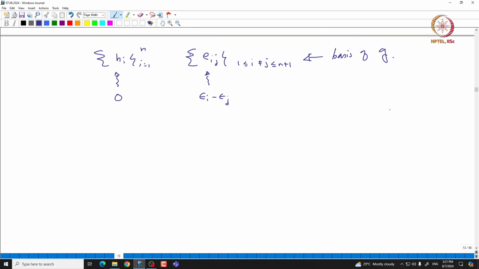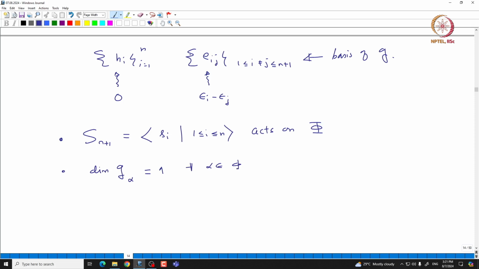Okay. So, let us make one simple observation. This is something we made already. S n plus 1, which is the group generated by this Si, that is how we are identifying, is naturally acting on this set of roots phi. Okay. So, this is very important. And the second thing, the dimension of this G alpha is 1 for all alpha in phi. And the dimension of G 0, which is the dimension of H, is exactly n.